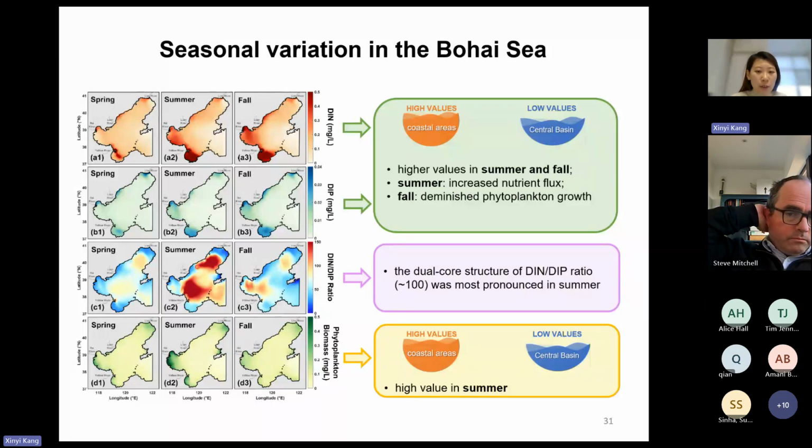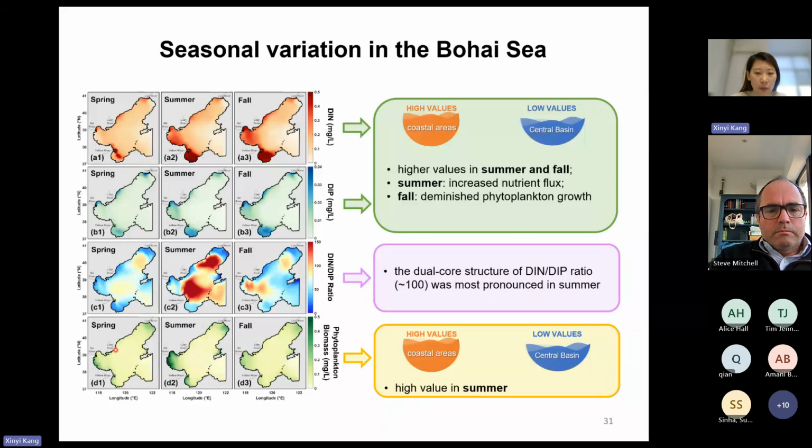And actually, we found that the double core structures of DIN and DIP ratio was most pronounced in the summer. So when we got this information, we were very surprised because this special pattern is quite similar to the hypoxia in the Bohai Sea. So this is also one future study for this part.